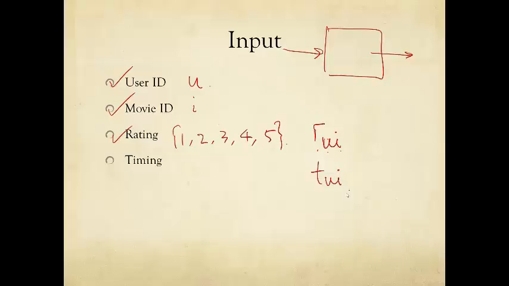Of course, there's also the review text. And we're not going to talk much about text review in today's lecture. So you've got U and I and R sub UI and T sub UI.